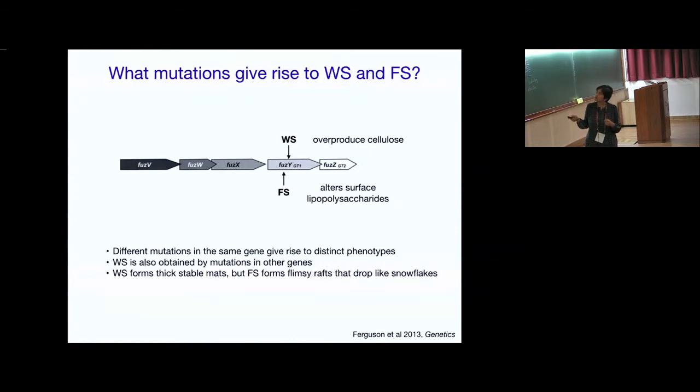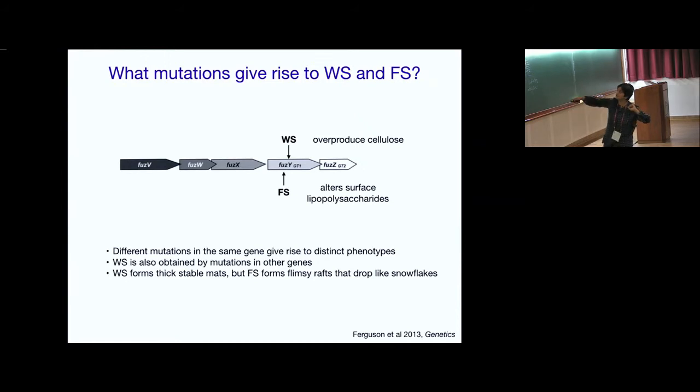WS is also obtained by mutations in other genes. This is not the only gene responsible. So they sequenced a whole lot of different WS phenotypes from different experiments, and they found that in some cases, this gene is responsible. In other cases, other genes are responsible, all of which eventually feed into the cellulose production pathway. So a second take home is that similar phenotypes can be obtained from mutations in different genes.